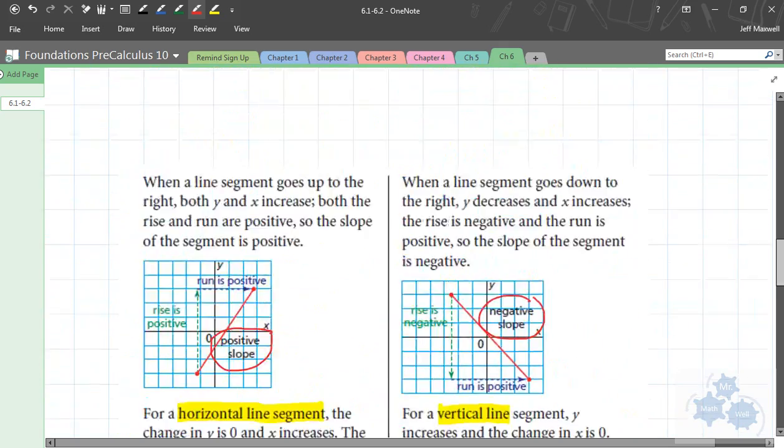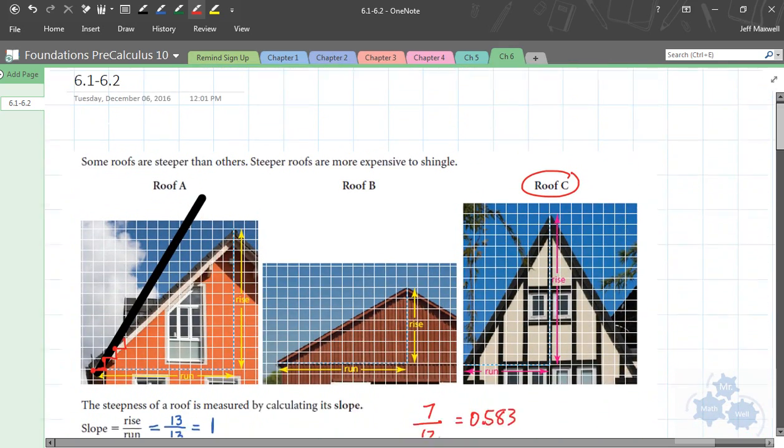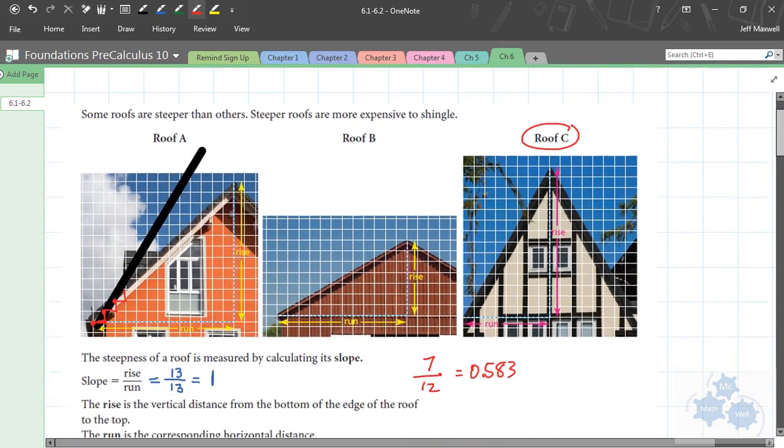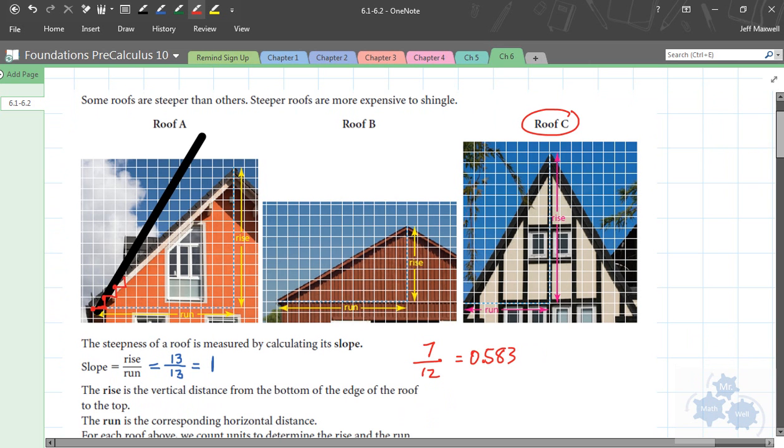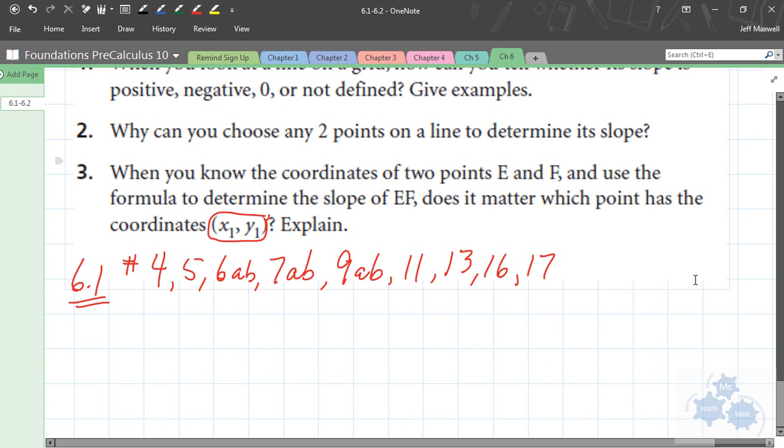All right, there's your lesson on slope today, continuation. This is the 6.1 lesson, and I'm going to give you your assignment now. Okay, your assignment from 6.1, guys, get started on that.